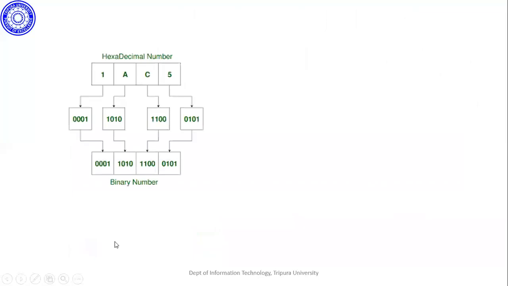Let's try a few examples. The hexadecimal number is 1AC5. 1 is 0001, A is 10, so 1010, C is 12, so 1100, 5 is 0101. Here we have to remember that 1 and 5, though they are only 1-bit or 3-bit numbers, all of them have to be converted to 4 bits. So instead of 101 we have 0101, and instead of 1 we have 0001. When you put them together, this is the binary number.